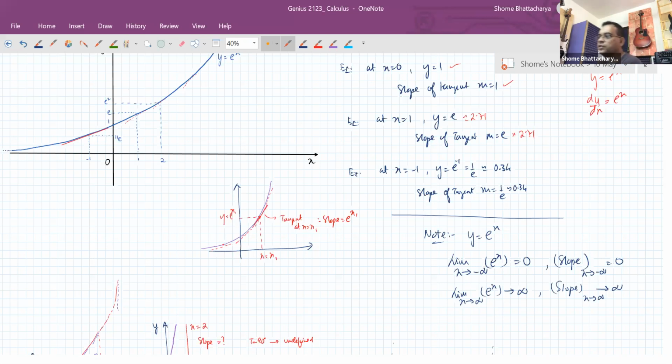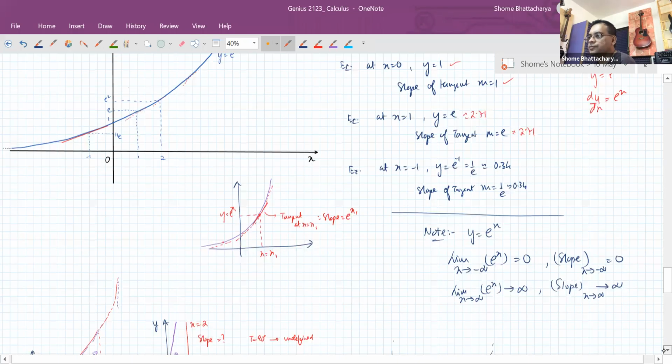Okay, so the explanation of this was clear, na? That as x tends to infinity, how the slope also becomes infinite. Yes, sir. Okay.